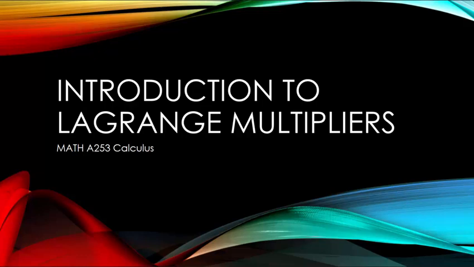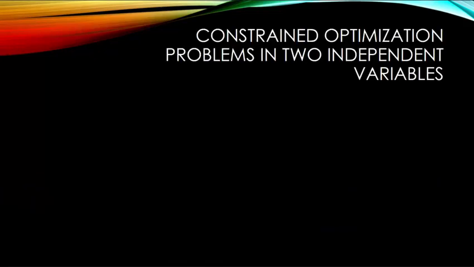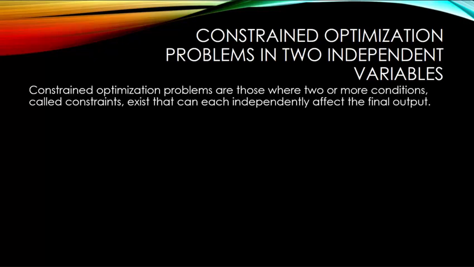In this video, I want to introduce you to something called a Lagrange multiplier. We use Lagrange multipliers when we're working with constrained optimization problems in two independent variables. A constrained optimization problem is one where two or more conditions, which I call constraints, exist that can each independently affect the final output for a specified objective function.